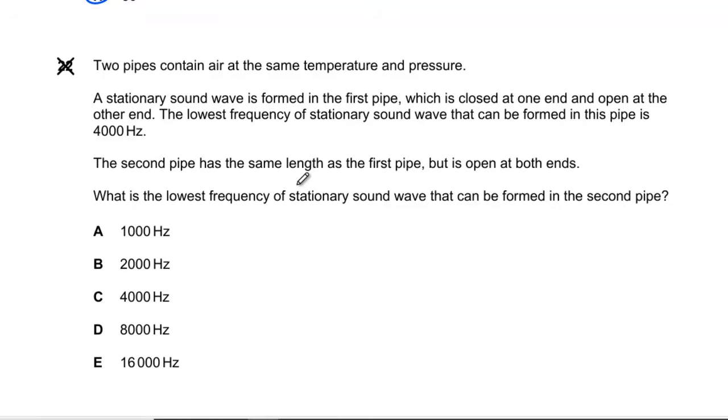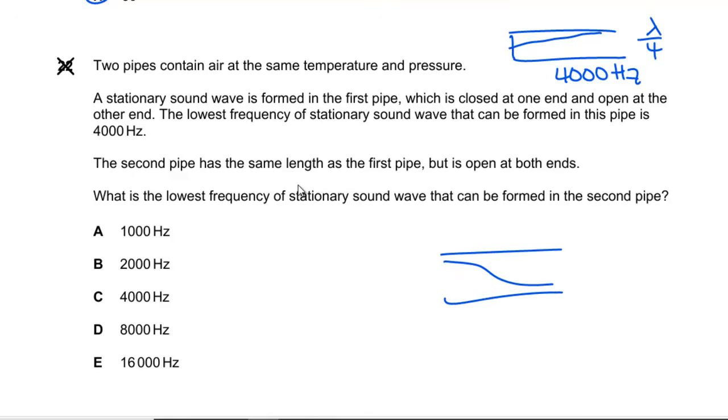22. Two pipes contain air at the same temperature and pressure. A stationary sound wave is formed in the first pipe, which is closed at one end, open at the other end. Okay, so we've got one of those sort of pipes. The lowest frequency of stationary sound wave that can be formed in this pipe is 4,000 hertz. Right, so we've got a quarter of a wavelength fitting in the pipe, and we've got 4,000 hertz. Second pipe has got the same length, but it's open at both ends. Right, okay, so we've now got half a wavelength in there. What is the lowest frequency of stationary sound that can be formed in the second pipe?